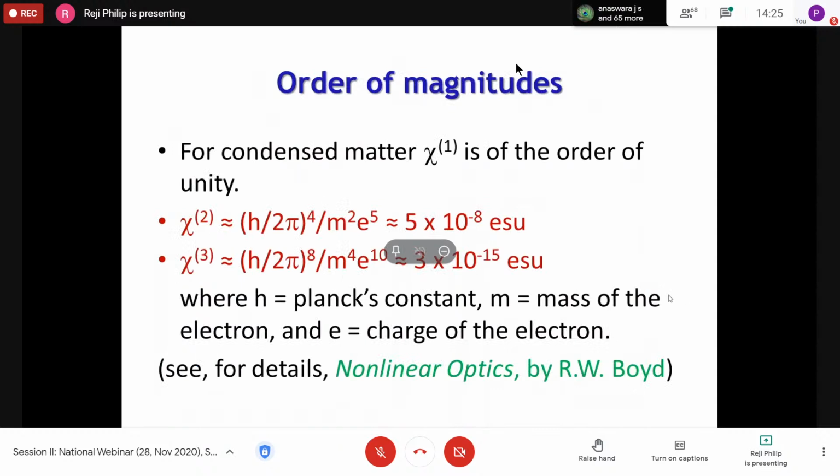And it's not difficult to calculate some approximate values for the second order and third order nonlinear susceptibilities, and these turn out to be 10 to the power minus 8 ESU for chi2 and 10 to the power minus 15 ESU for chi3. And if you look into this textbook, Nonlinear Optics by Voigt, then it is possible to get more idea about these quantities.